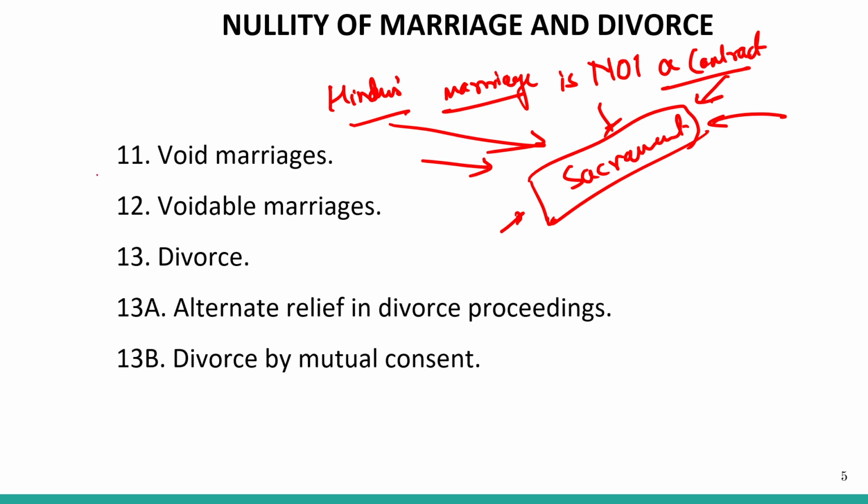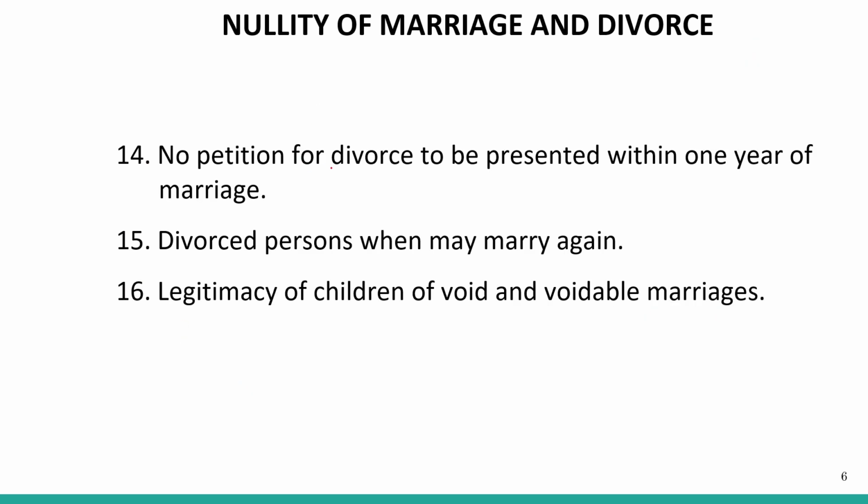Okay, so we will study void marriages also, voidable marriages also, what is divorce, alternative relief in divorce proceedings, what are the reliefs that we can claim whenever there is divorce, what exactly is divorce by mutual consent, and that no petition for divorce is to be presented within 1 year of marriage.